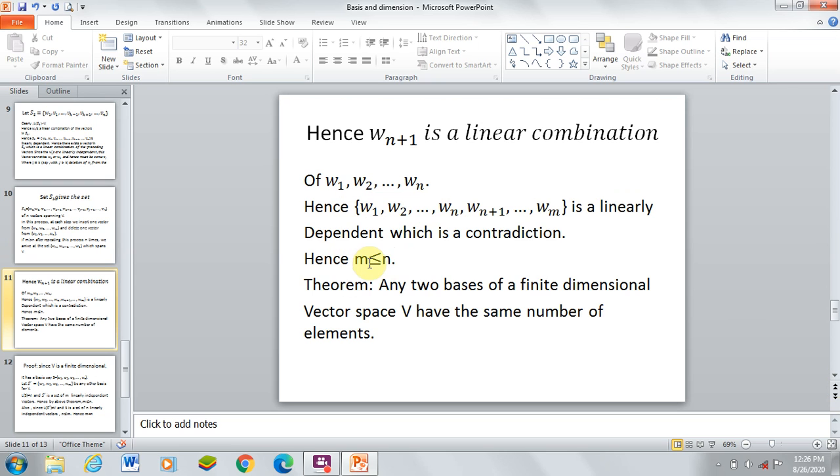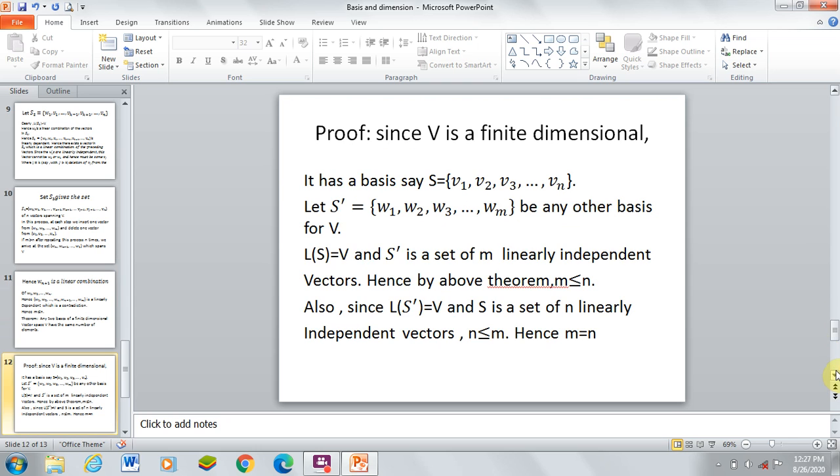Hence, the result. Let us see another theorem. Any two bases of a finite dimensional vector space V have the same number of elements. You have to show that the number of elements is the same. Let us see the proof of the theorem.